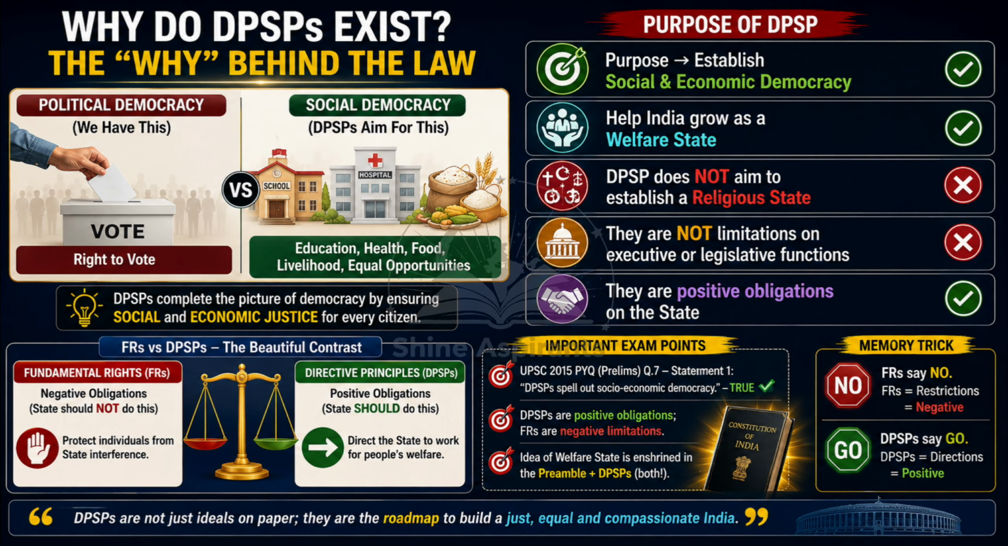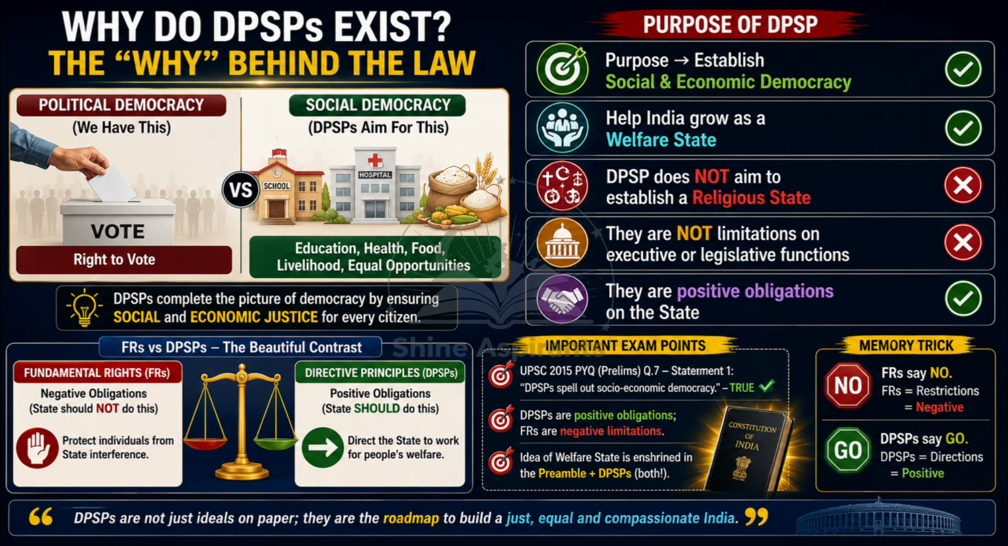Purpose of DPSP. Now, here's the most important question, why do DPSPs exist? The purpose of DPSP is to establish social and economic democracy. This will help India grow as a welfare state. Notice what it says, social and economic democracy. We already had political democracy through voting. But was that enough? Could a hungry person truly enjoy democracy? No. That's why DPSPs were added to complete the picture.